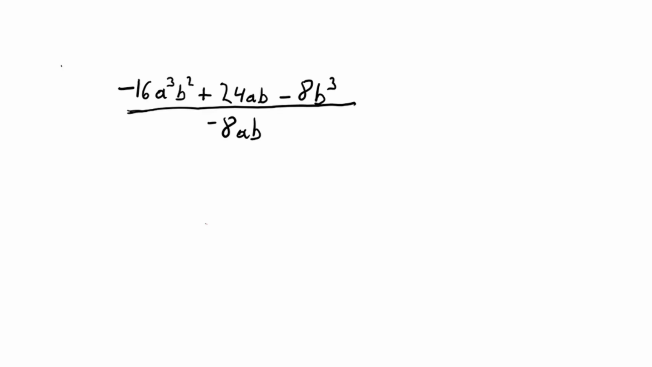Okay, now you have negative 16a to the power of 3b square plus 24ab minus 8b cube over negative 8ab. So how you do this, guys? This is the same thing which we just did. Okay, nothing changes.